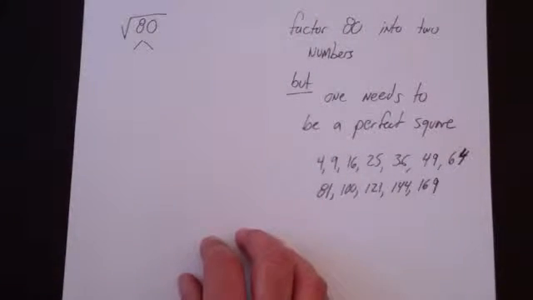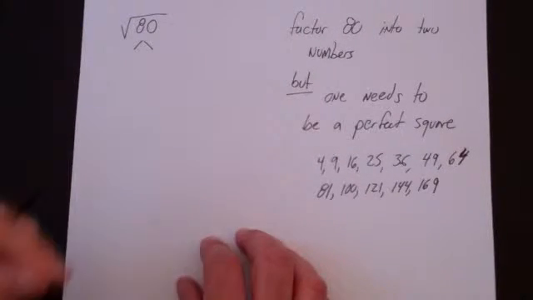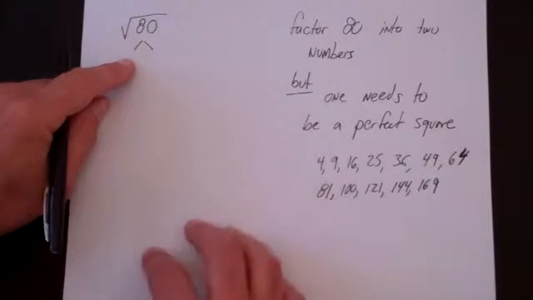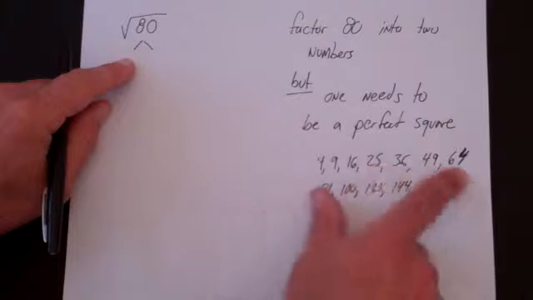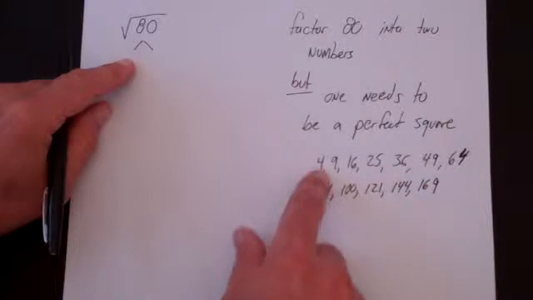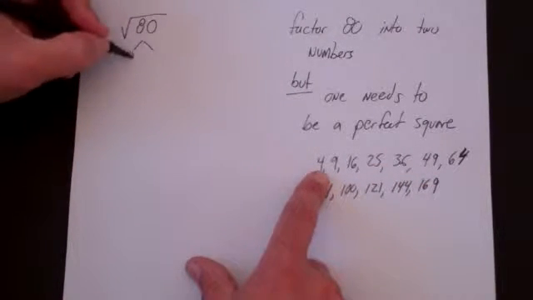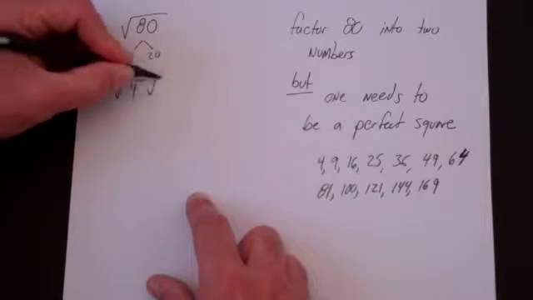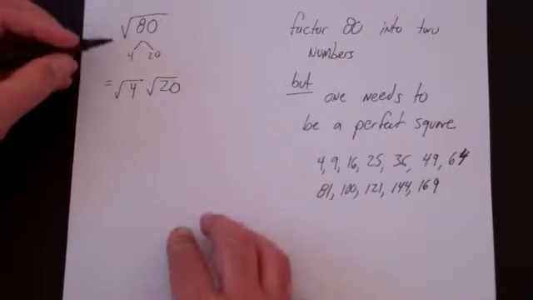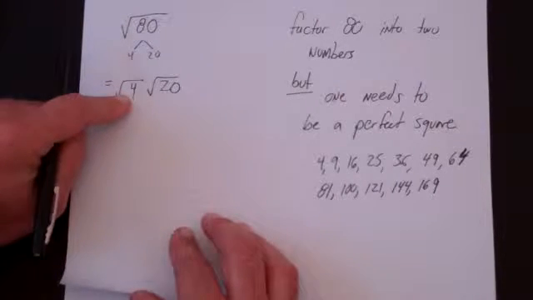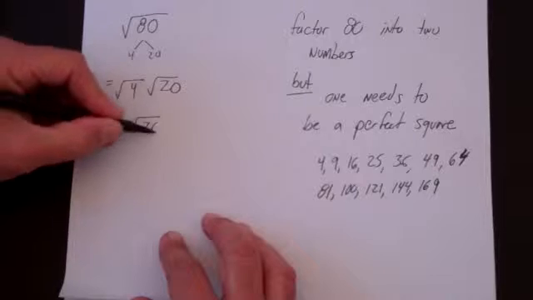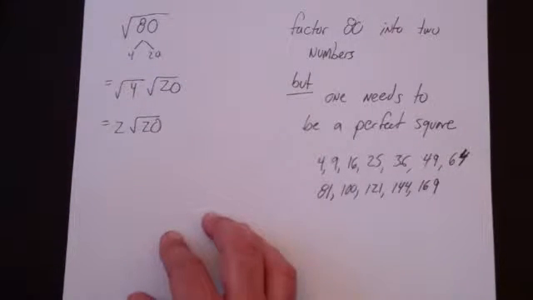So what we're going to do is take 80 and split it into two numbers, but one of them needs to be a perfect square. Now 8 and 10 won't work, because neither 8 nor 10 is a perfect square. So let's see if there are any other perfect squares. 4 works, so we could break this into 4 and 20, and then you have the square root of 4 times the square root of 20. The reason this simplifies is that since 4 is a perfect square, the square root of 4 is simply 2, and you have 2 square root of 20. And that's how you simplify square roots.